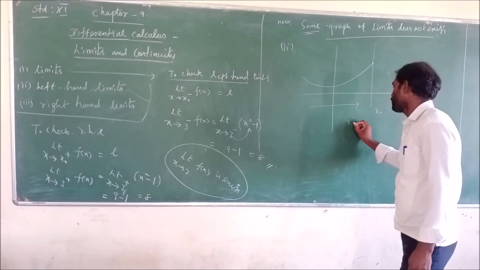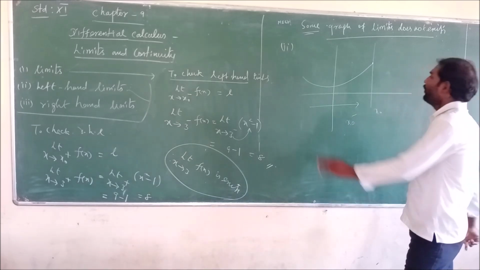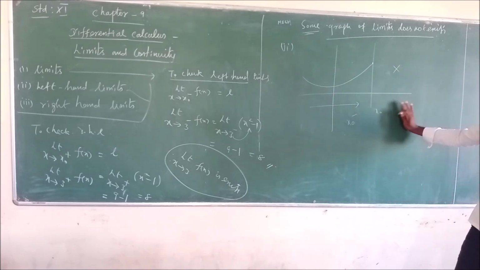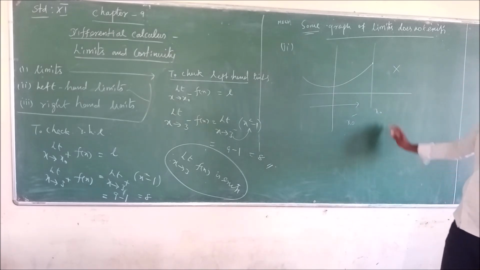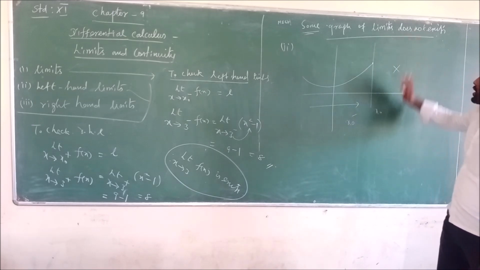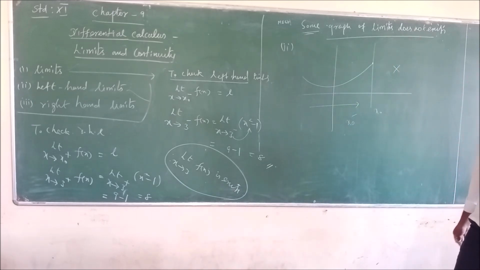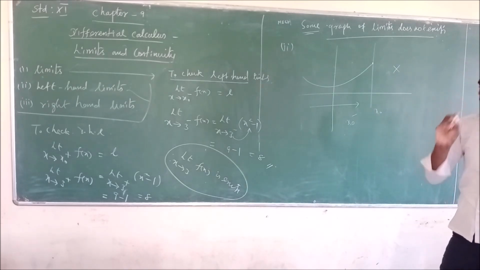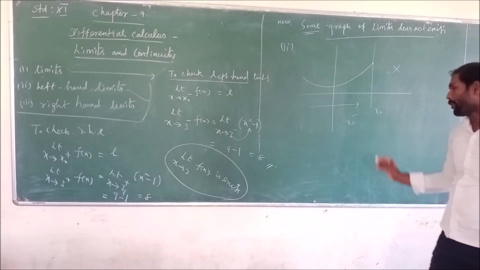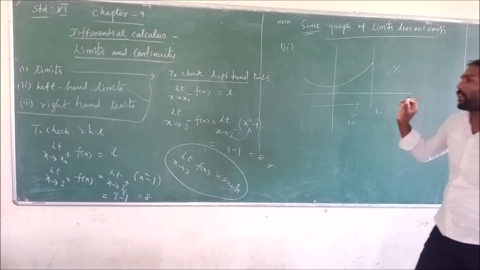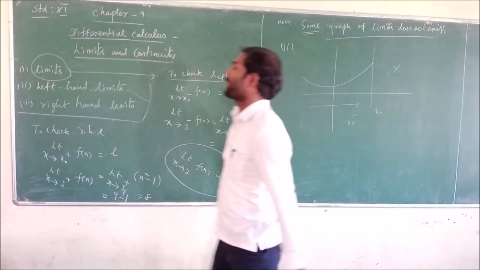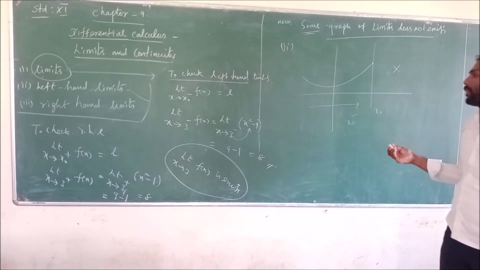As x naught approaches, take only the left hand limit, don't take the right hand limit. In that case also, the limit does not exist at the point x naught. It's clear that for every function, the basic definition for limit applies. Once again, I repeat the basic definition for limit.